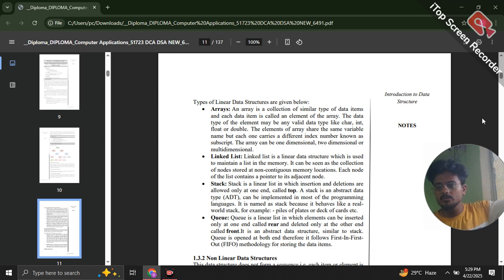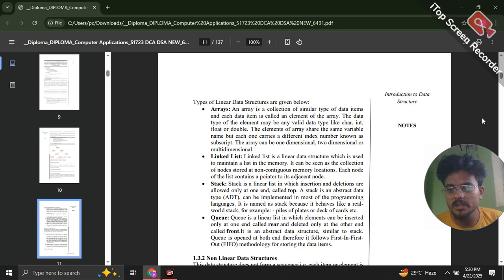So let's move to next things. Brightness is somewhat less here. Okay, now it is good.